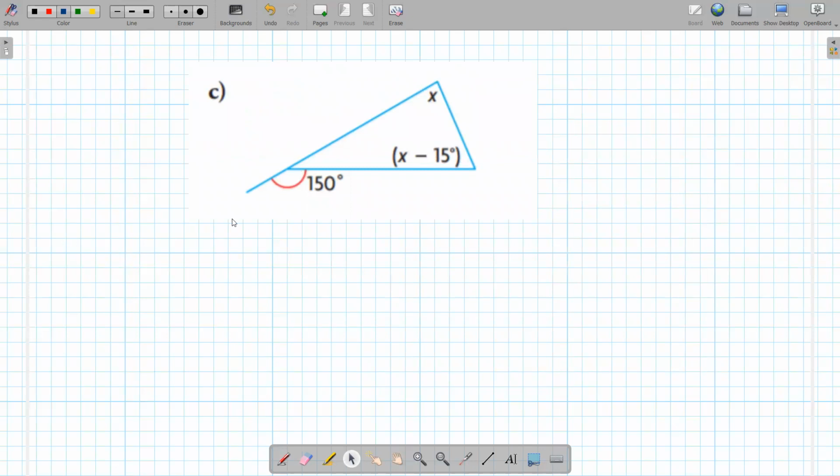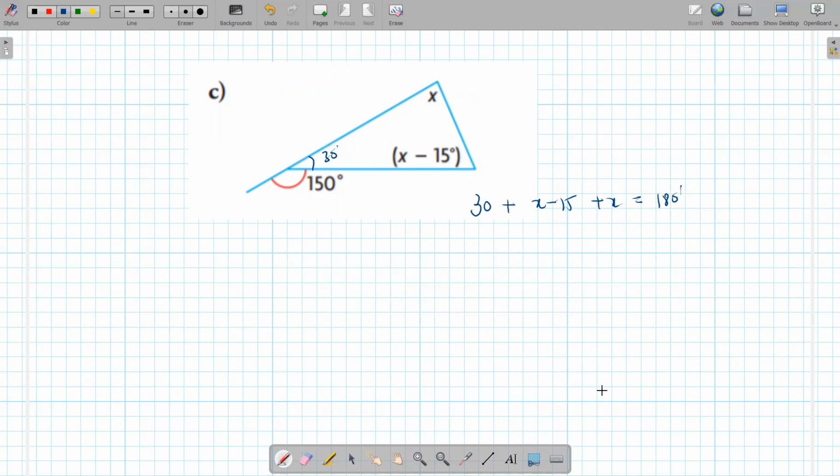Okay, they've given us 150 here. We can find the angle on the inside, right? What is this going to be? 30? Yeah, 30. But now we don't have the other two. We don't have this one, so we can't find out X outright. But what we can do is turn this into an equation. The angles in a triangle, 30 plus X minus 15 plus X, what do they add up to? And again, this is the angles in a triangle. They always add up to 180. And there we go. We get a linear equation. How do we solve this for X?